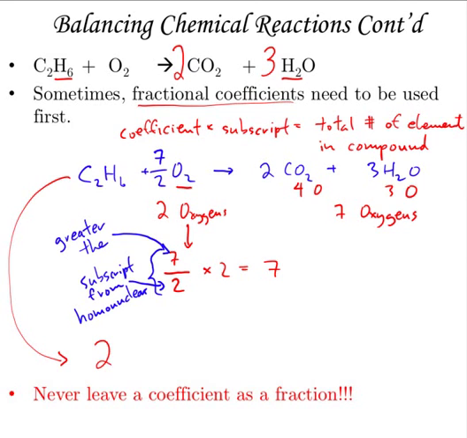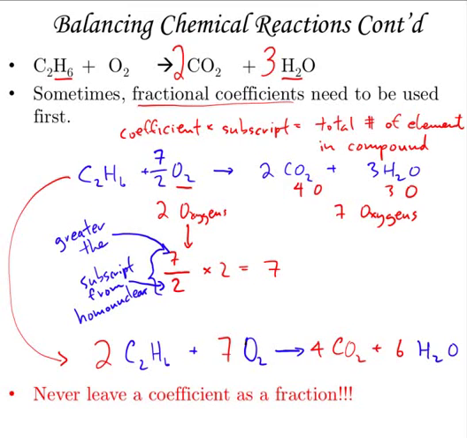It's going to be 2 C2H6 plus 7 O2, and that's going to go on and form 4 carbon dioxides and 6 waters. Okay, and this gives us our balanced chemical equation with no fractions. Let's just go ahead and do one final check, make sure we've done it right, and see if we have the same number of elements on each side.